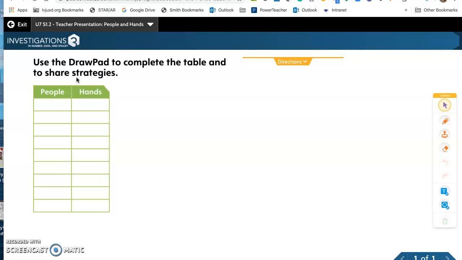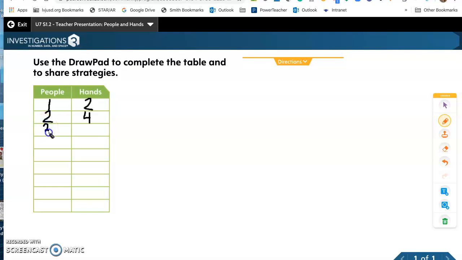So this is called a table that we have set up here, and you can use a table to count things in groups. So let's say that I just had one person and I wanted to know how many hands one person has. That's easy. One person has 2 hands. Okay. Now what if I add another person? If I have 2 people, then I have to add another set of hands. 2 plus 2 is 4.